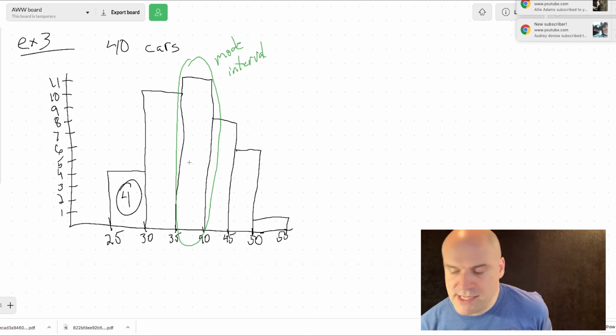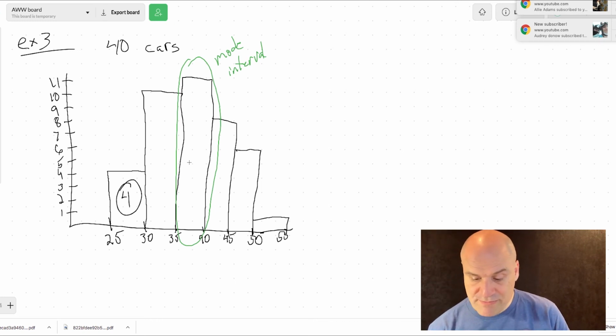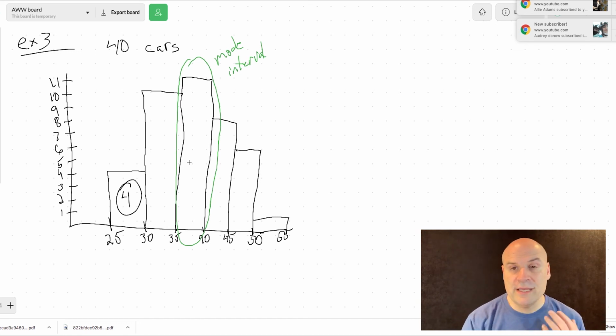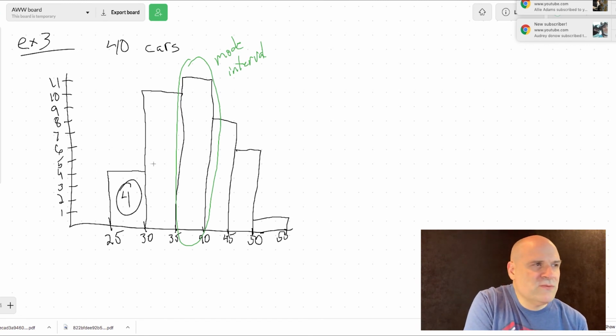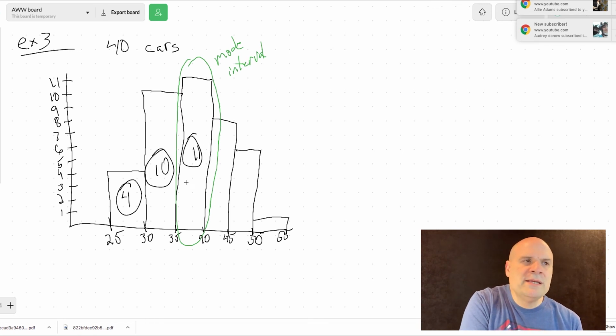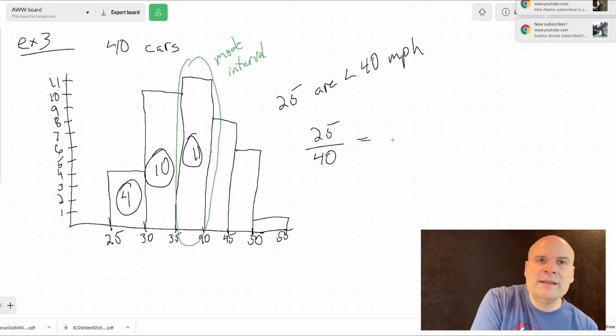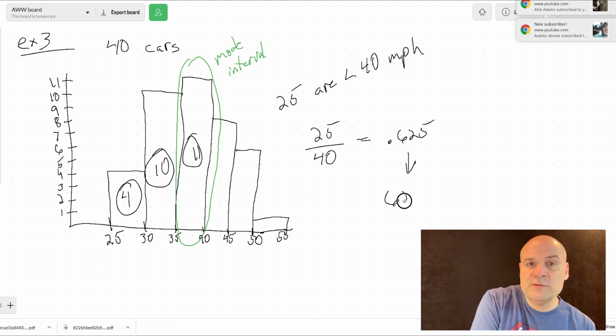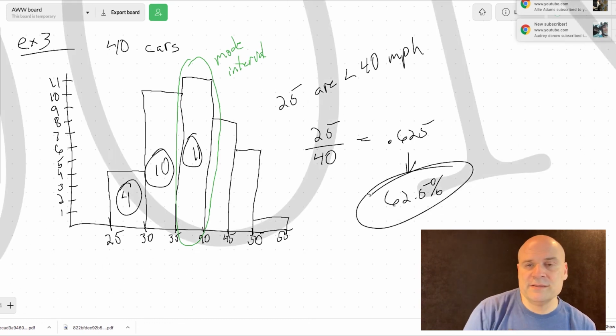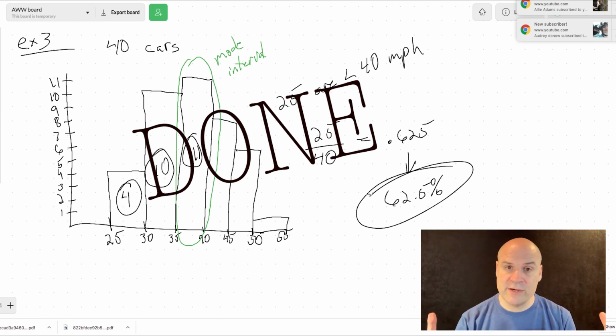Next question, question C. So what percent of the cars drove at speeds less than 40 miles per hour? Well, to calculate percent, you can calculate the decimal. So this much out of this much. So less than 40, let's see, if this is four, that's 10, that's 11. So that means 25 are less than 40 miles per hour. Out of the total, well, that's 25 out of 40. Let's do that math. That equals 0.625. So what percent is that? Move the decimal over two places, 62.5%. So that's it. That's stem and leaf plots and histograms.